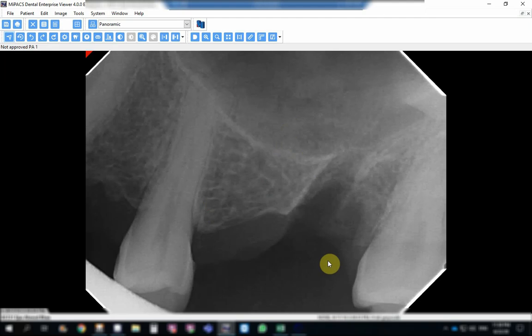The tip of the root was removed, okay, and as you can see here, if we follow the flow of the sinus, it is continuous here, but in this area the flow of the sinus has lost its continuity. So it means that the communication between the sinus and the oral cavity actually was in the distal buccal root of this tooth. Of course, the treatment was done for the patient. This is oral surgery, for the oral surgeon to do or for the dentist to do.